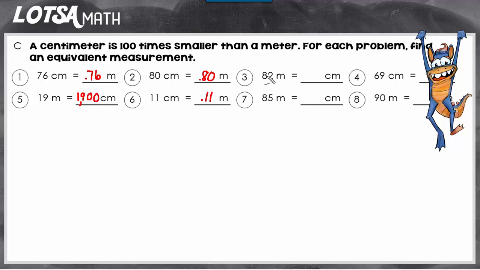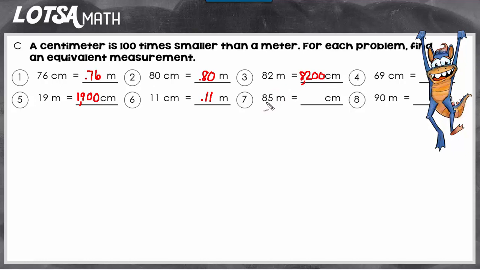On number 3, this time we have 82 meters, and we're going to change it to centimeters. A meter is 100 times bigger than a centimeter. So for converting, we need to multiply by 100 to make it 100 times bigger. I could do 82 times 100, and I would just write the 82 with the 2 zeros. So 82 meters equals 8,200 centimeters.